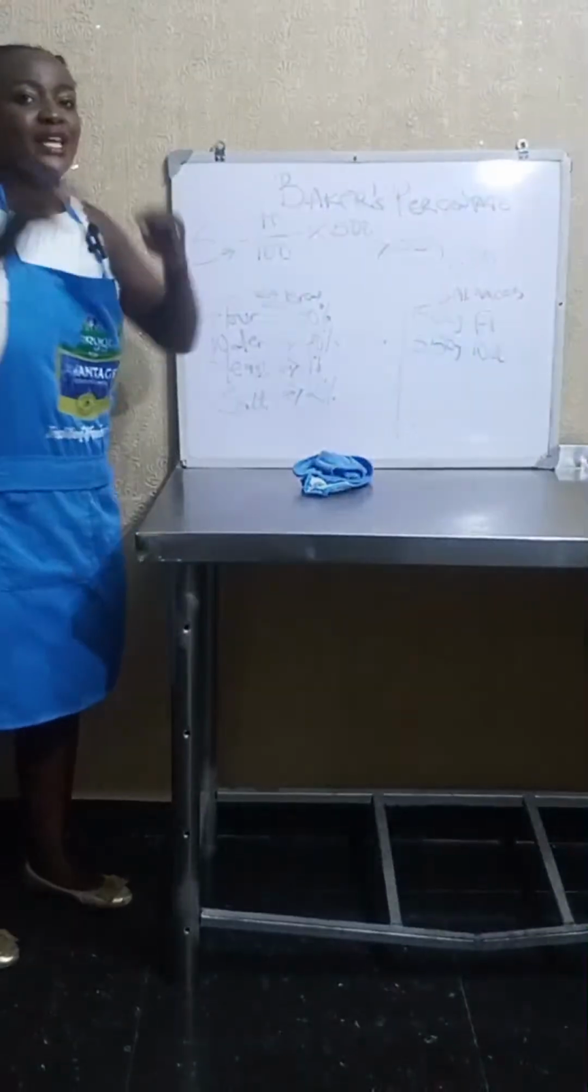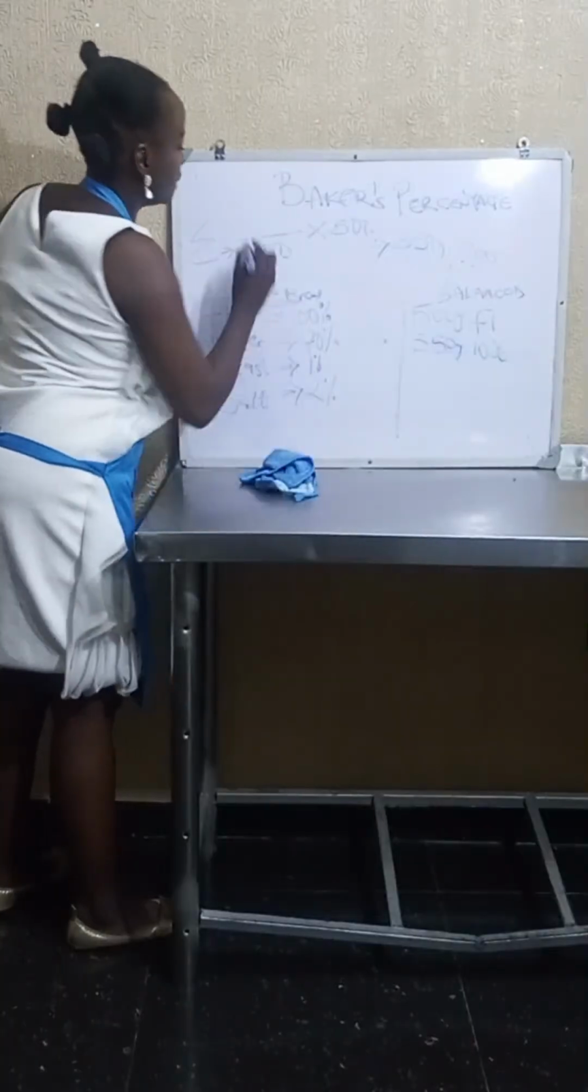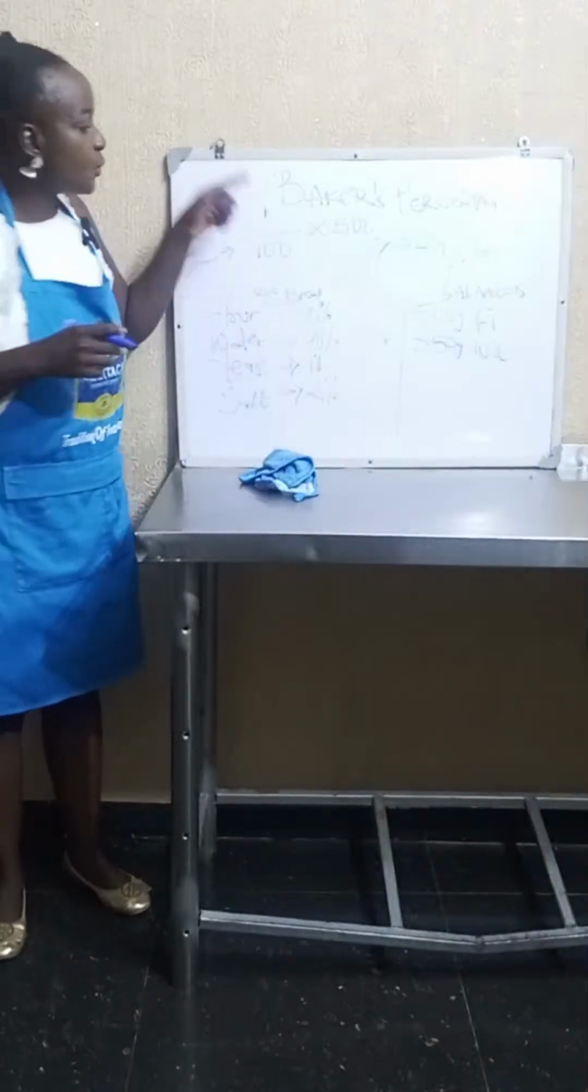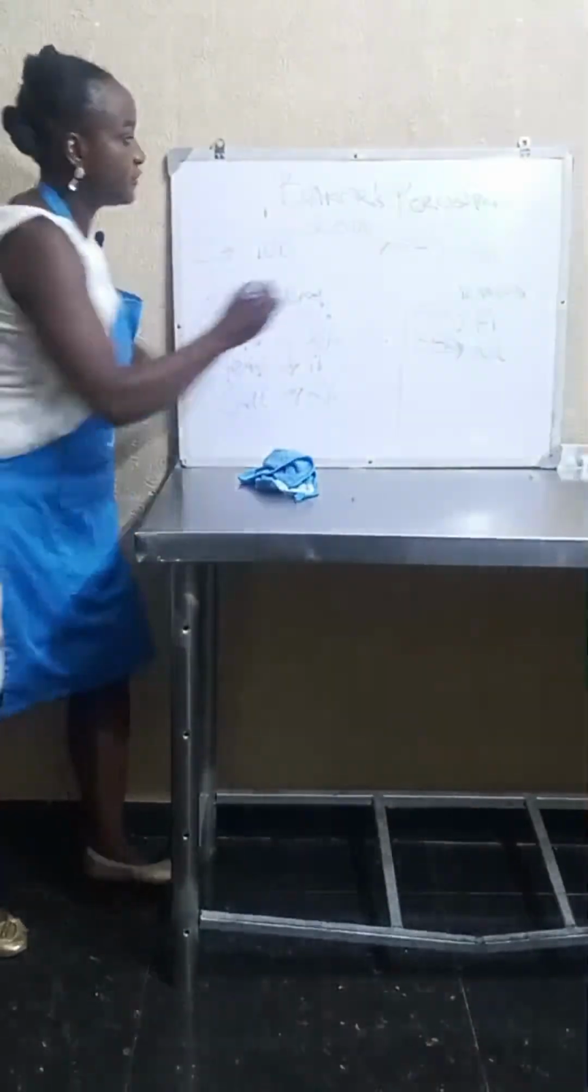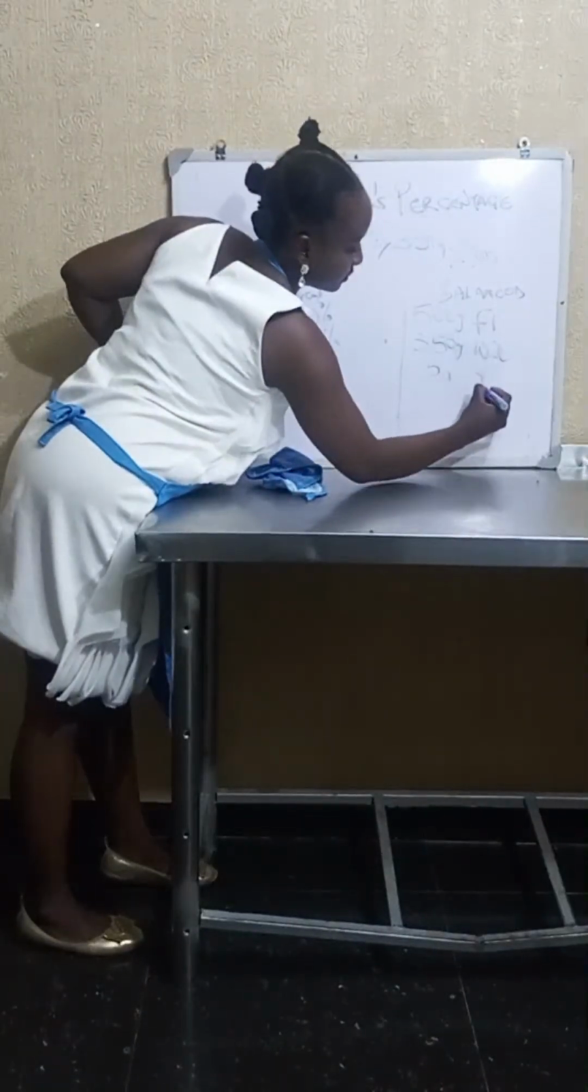All right. So let's say we want to measure for yeast now. For yeast, what we need to do is change this 70 to 1. So 1 divided by 100 times 500 grams of flour gives us 5 grams of yeast.